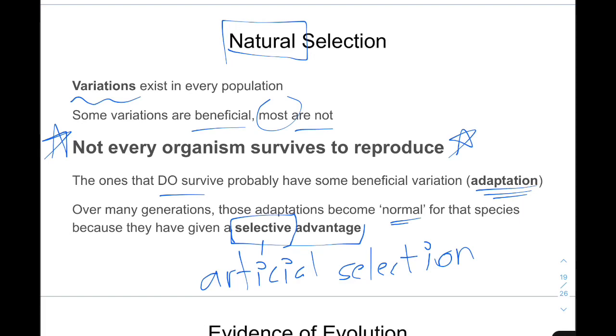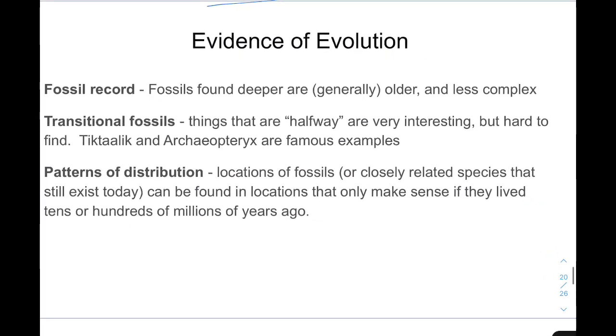Nature doesn't, as far as we know, have any kind of preferences, but the same basic process is happening. Some things survive and others don't. So if nature is doing it, we call it natural selection. If humans are choosing, we call it artificial selection. But it's really the same process. The ones that get to reproduce are the ones that get to pass on their DNA.